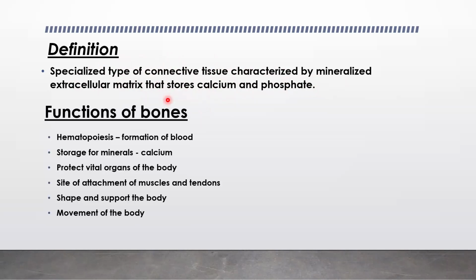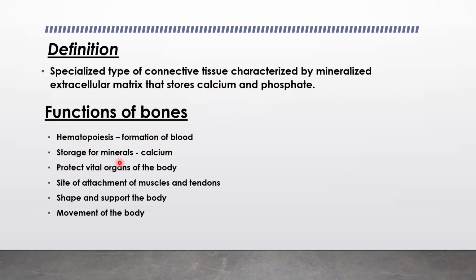What are the functions of bones? Bones are hematopoietic centers, sites of formation of blood. You can appreciate that bone marrow contains stem cells for formation of blood. Then you have storage of minerals such as calcium and phosphates. We talked about the mineralization that happens in the bone, so ideally calcium and phosphate are stored in the bones.